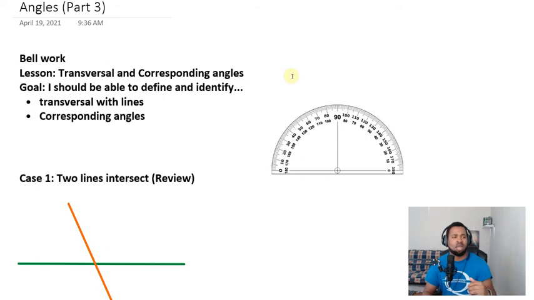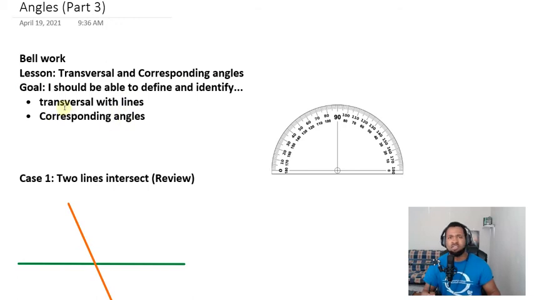Before, on our previous videos, we looked at just 2 lines and we discovered how to measure angles in this particular example right here for case 1. But in this video, first write the bell work, which is to look at the lesson in focus: transversal and corresponding angles. Our goal is to be able to define and identify transversals with lines and corresponding angles.